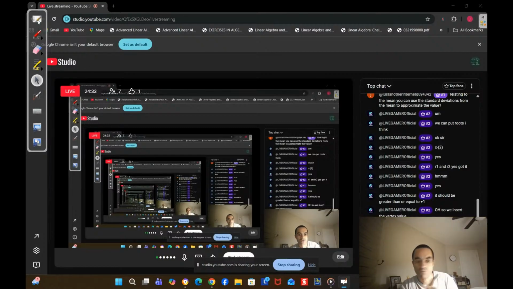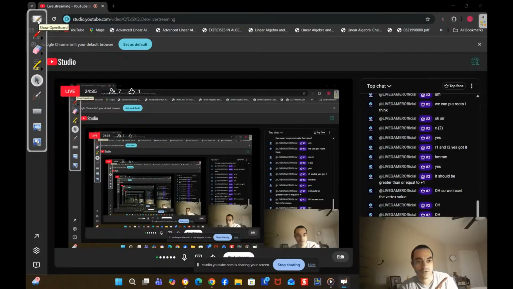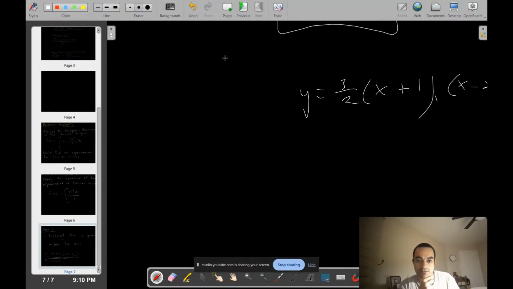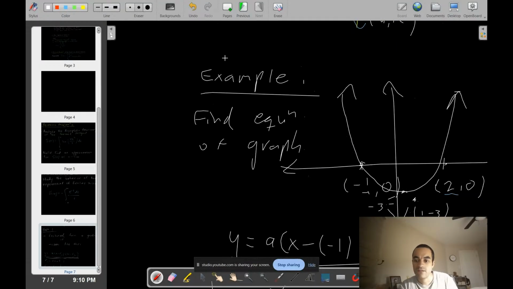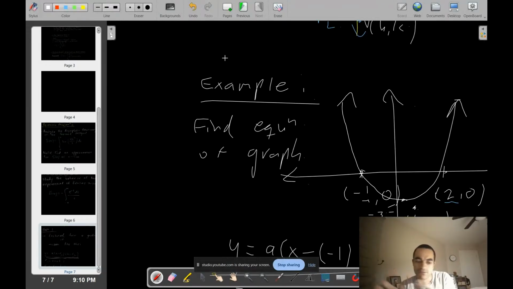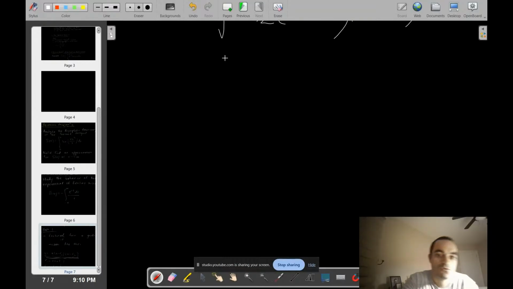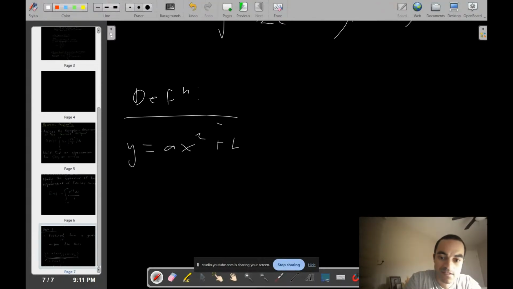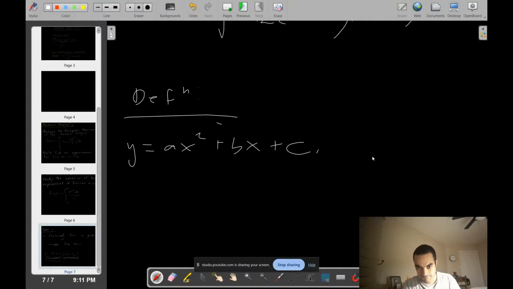All right, so let's get back to it. One more thing I want to talk about that's very important: that's when you have to deal with graphing, when you want to find the equation of a graph which has roots, like the x-intercepts. Now, what if the graph is something like this? I'm going to give you another definition here that's very important. The standard definition of a quadratic equation is y equals ax squared plus bx plus c. So that's the standard form.